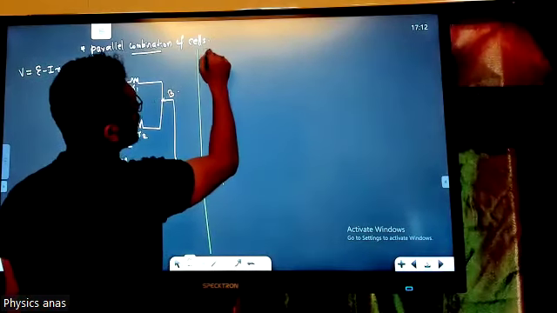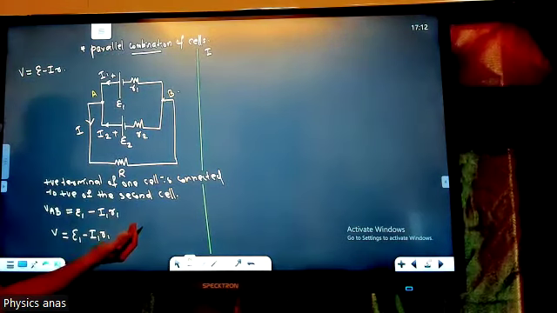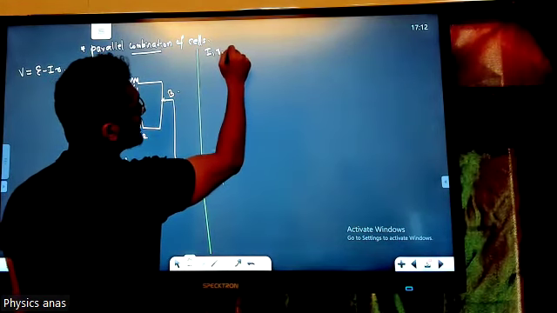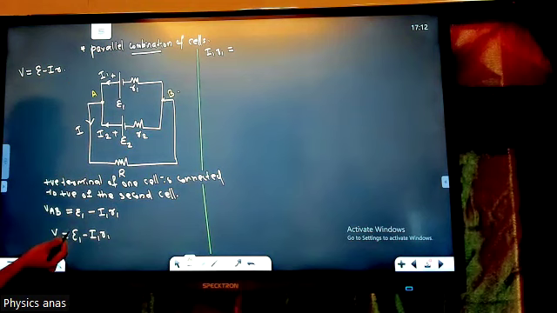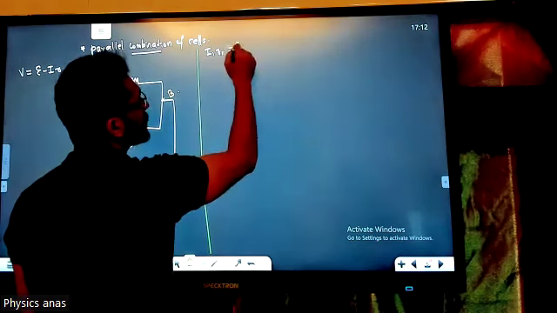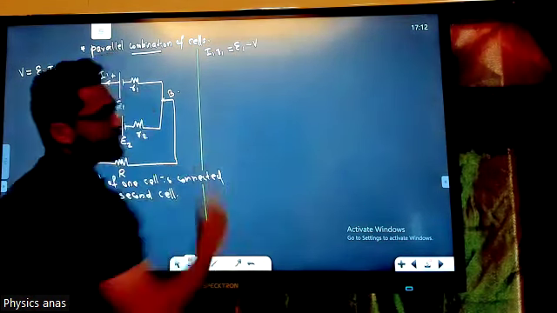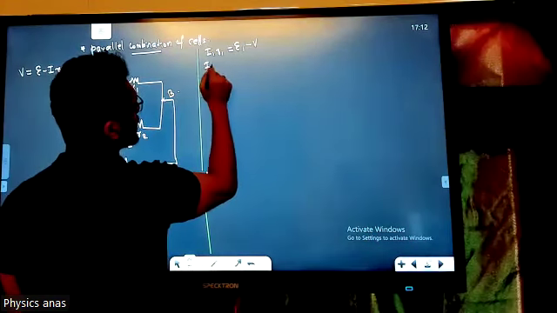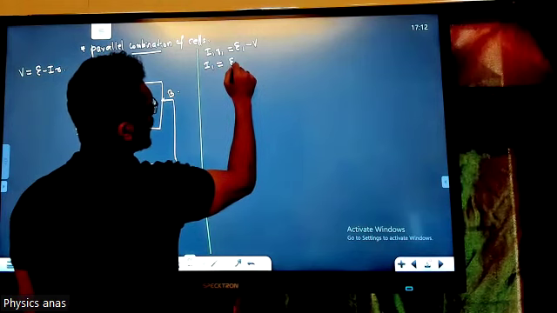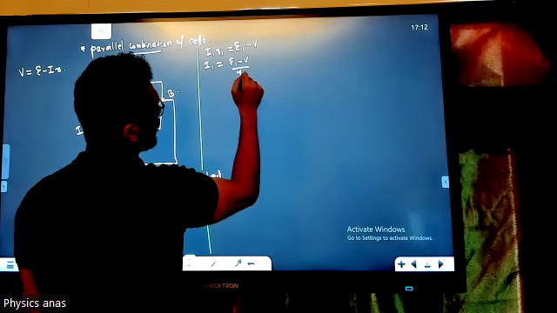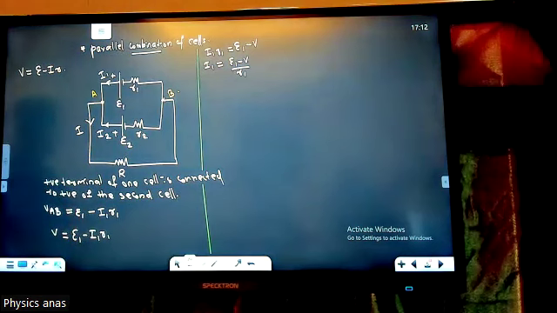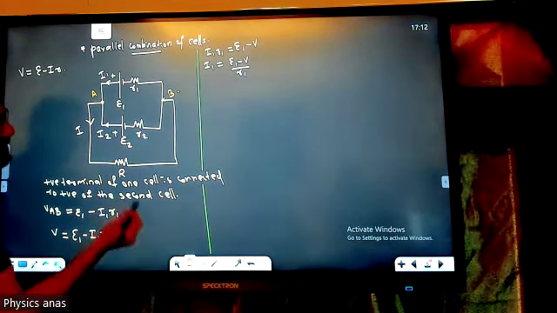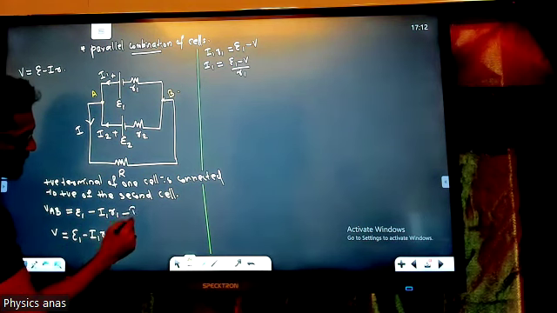I am taking this minus I1 R1 to the other side of the equation. That will be plus I1 R1 is equal to E1 minus V. Now I find I1. I1 is equal to E1 minus V by R1. This is the first equation.